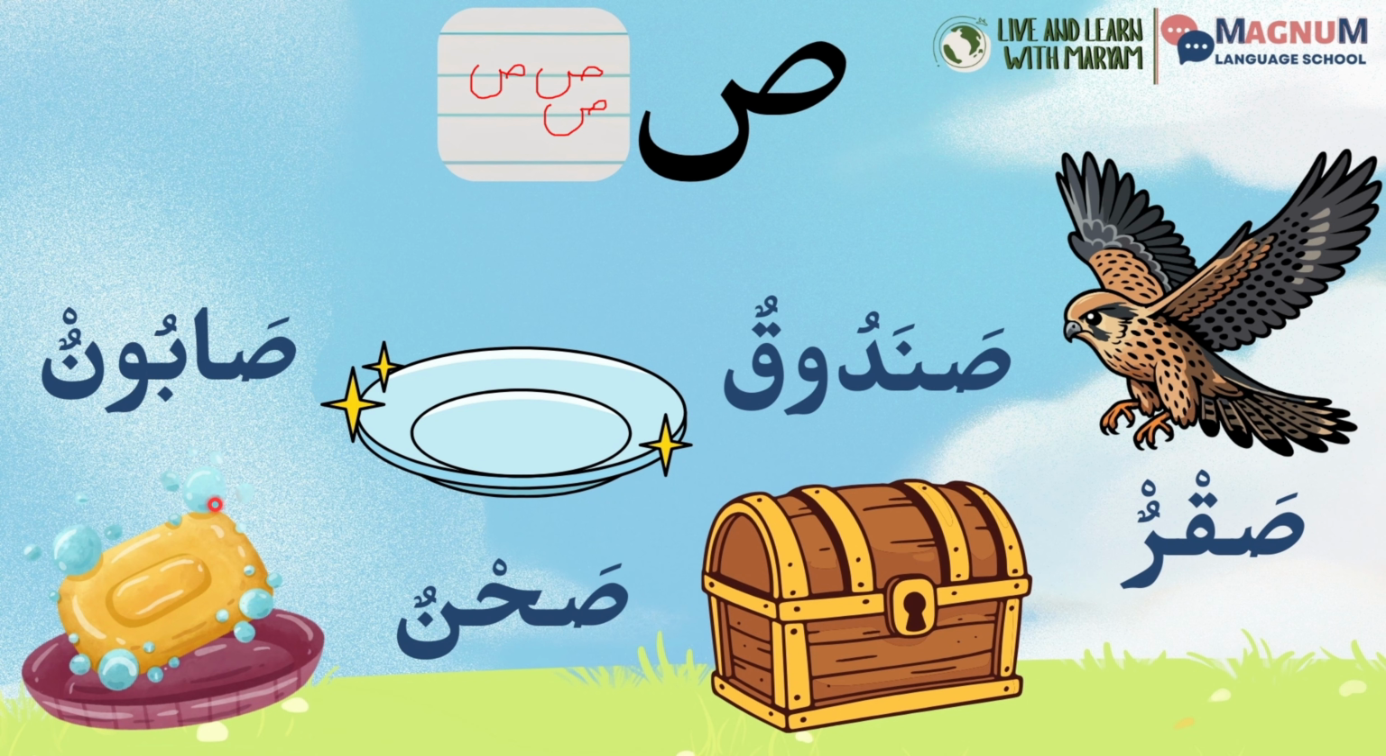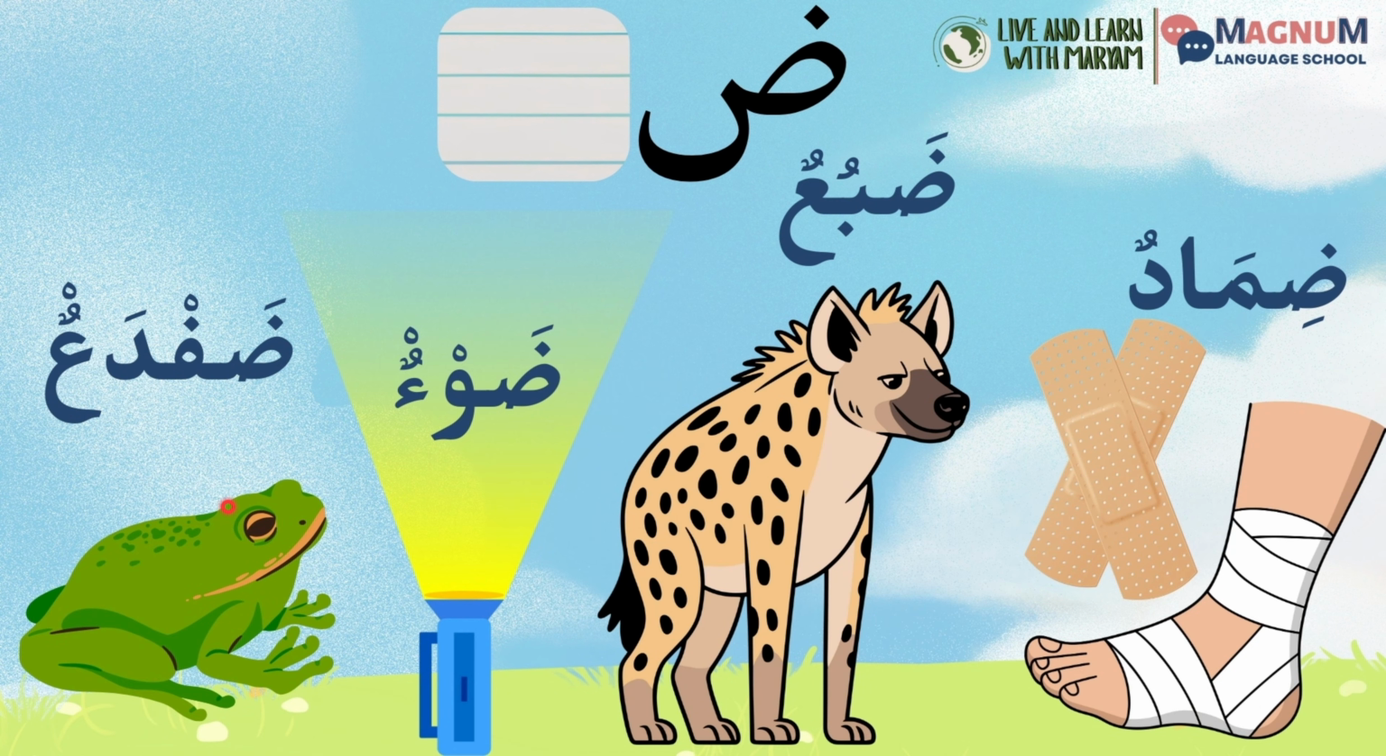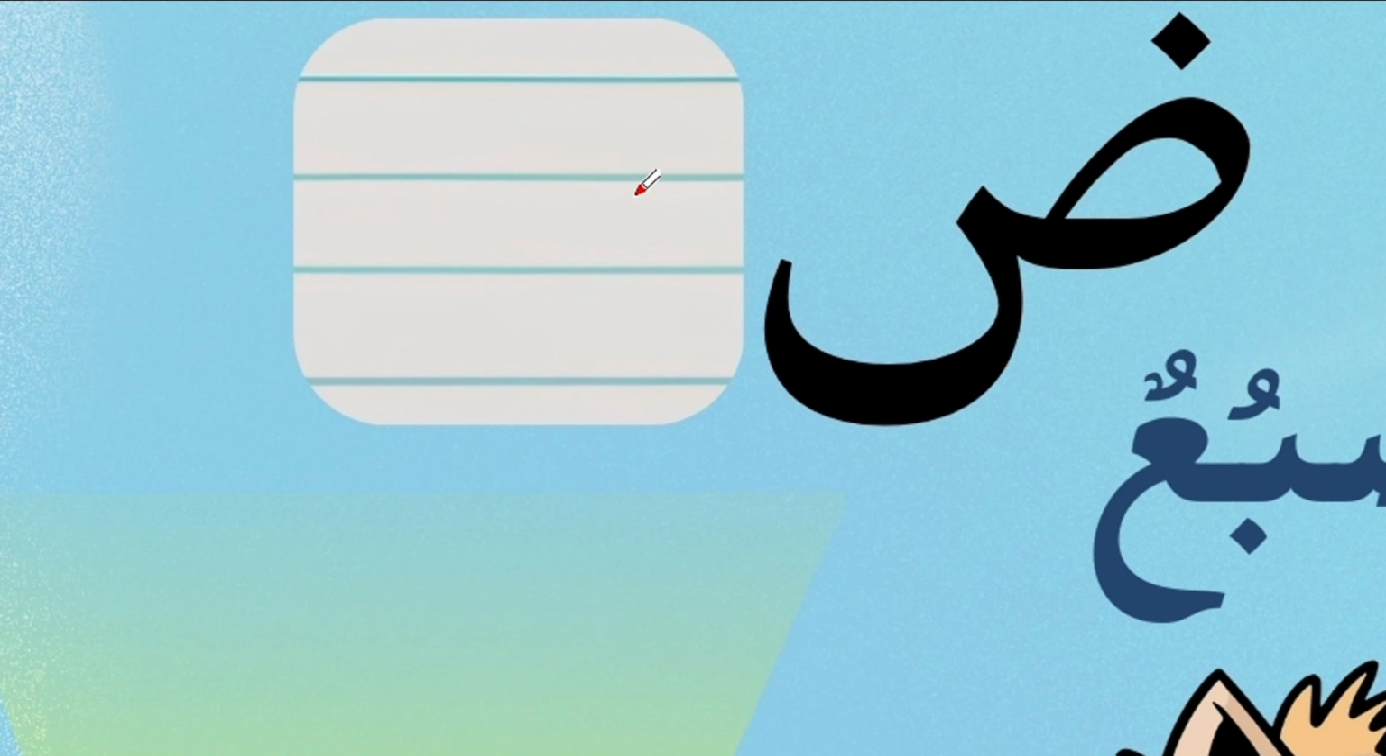Alright, let's head towards the next letter. Swaad. Swaad is Swaad's brother, written exactly same with the dot. Swaad. Okay?